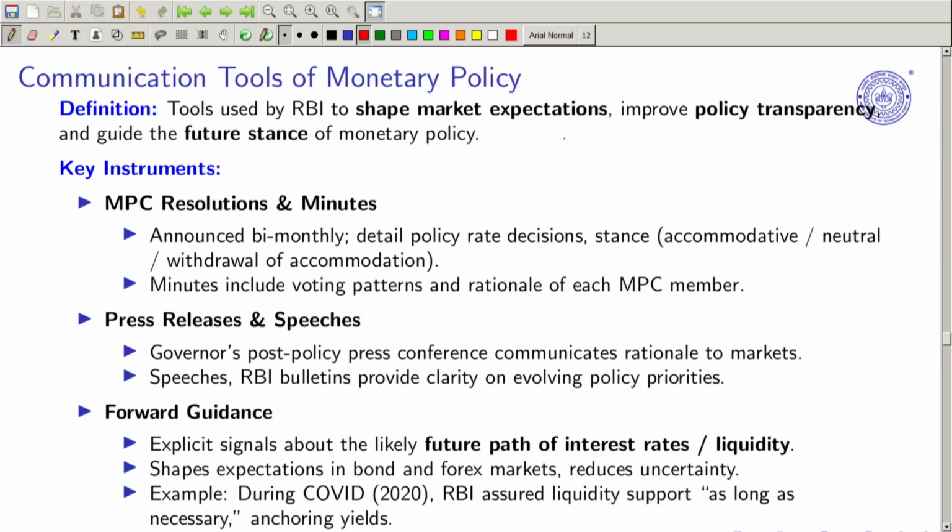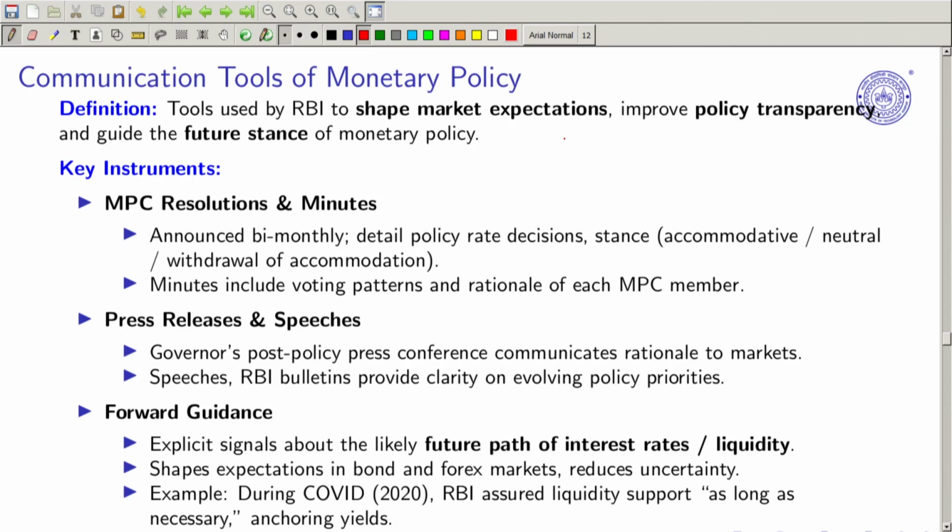Whatever the Monetary Policy Committee resolutions, press media statements, and minutes of the meeting come out on the RBI portal, different agents go through those minutes and reports, and they try to derive the nuances, the between-the-lines scenario, and understand what the next step for RBI will be. It also talks about the future stance of the monetary policy, how it is going to be. So the key instrument for the communication tool of monetary policy is the MPC resolution.